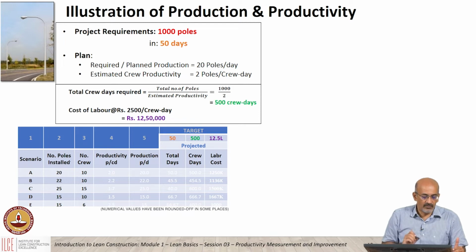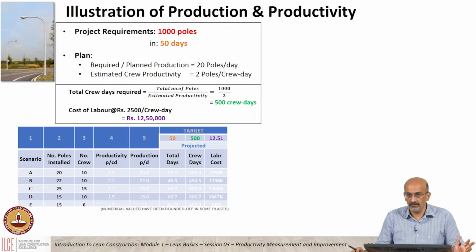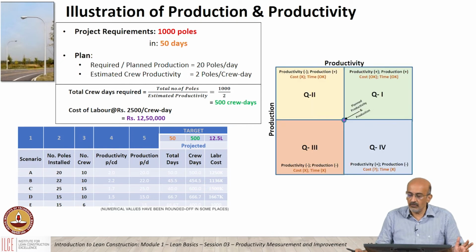We give you a number of poles installed and the number of crew that were used to install them. Based on the number of poles installed and the number of crew used, we have the productivity, we have the production, and we have the total days it will take. So this is the productivity and production calculation.